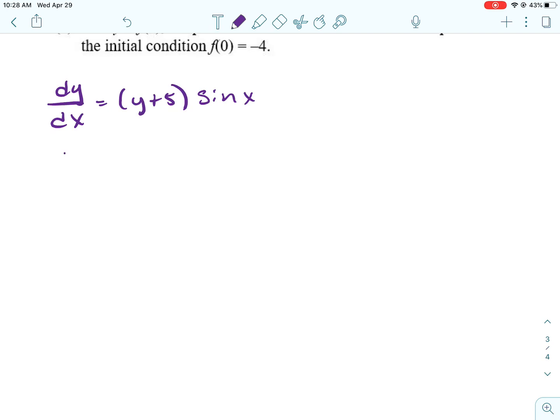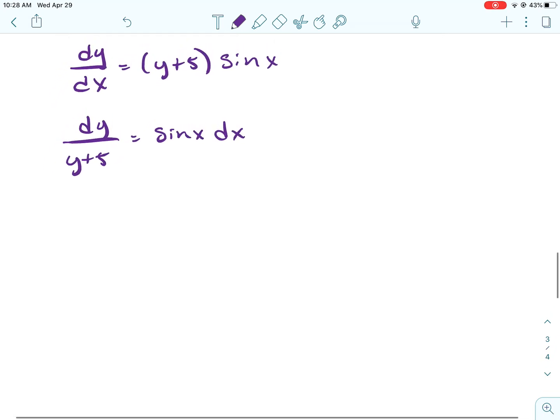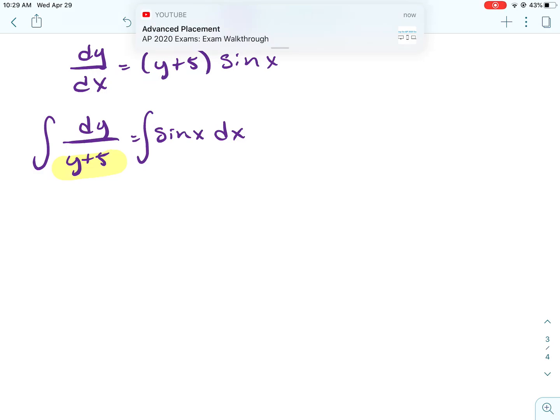And the first thing we want to do when we're solving these differential equations is separate the variables. So y is on one side, x is on the other side. The only thing you can use to separate the variables is multiplication and division. So I'm going to multiply by the dx to move it over with the sine of x. I'm going to divide by y plus 5 to move the y's on one side. Okay. Then, and you always get a point for that. So that is a fairly easy step. You can definitely get a point.